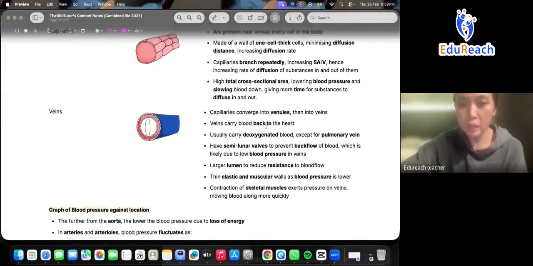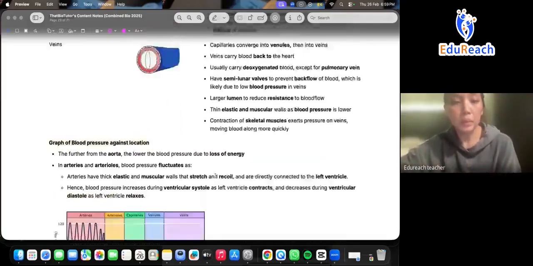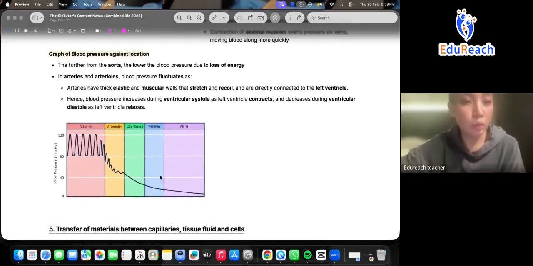Whereas for veins, they have valves to prevent the backflow of blood. They have thin, elastic, and muscular walls because the blood pressure in veins tends to be lower. This is a graph to show blood pressure against location. As you can see, highest pressure in arteries, lowest pressure in veins.